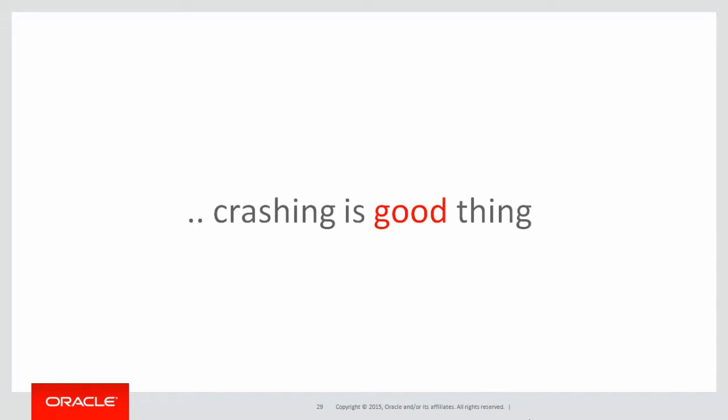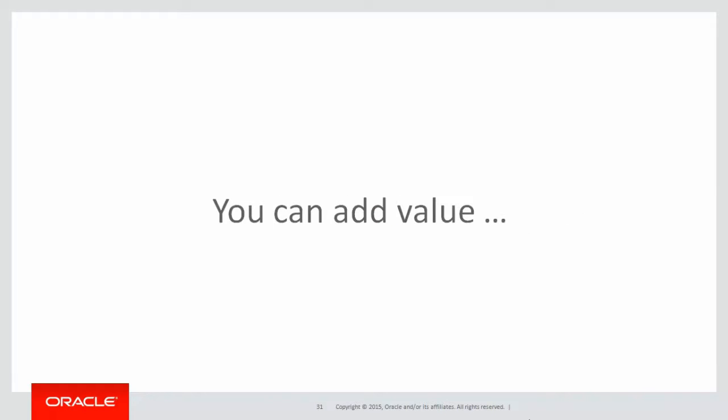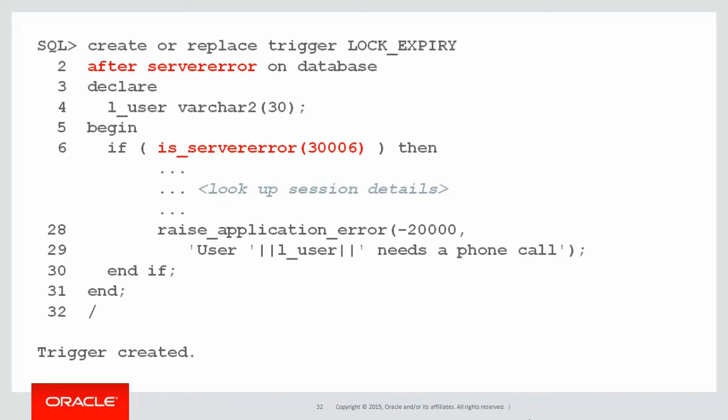There's an old saying we use in software development, crash early and crash often. By having a request for a lock actually crash, we gain some control over the process. We can even add some value as part of that process. For example, we might create a database trigger that fires after server error, which contains, if we get an ORA-30006, let's go mine some session data, get their username, their machine name, etc., and we could pass that back as part of the error.